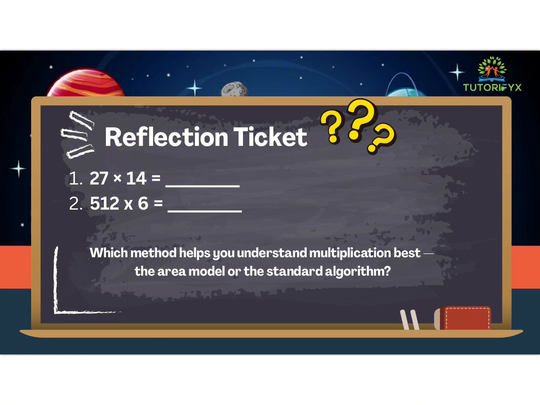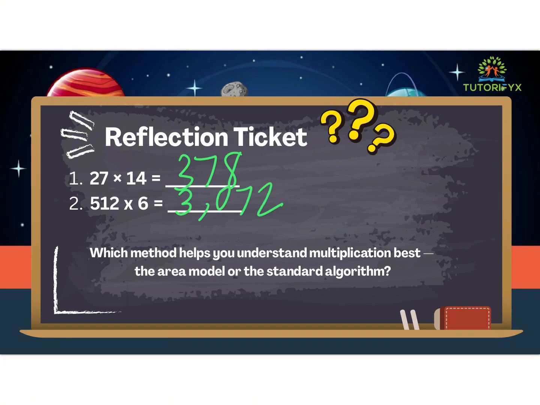For the first question, you should have gotten 378. And then for the second one, you should have gotten 3,072. Woo-woo!